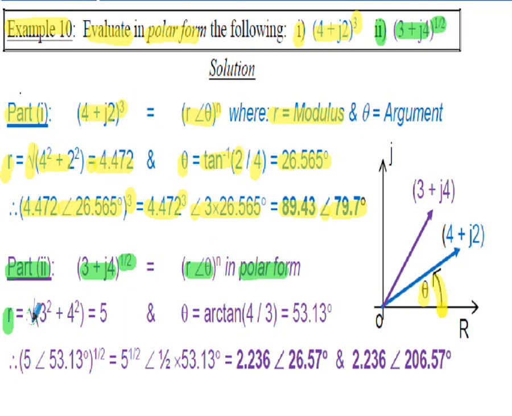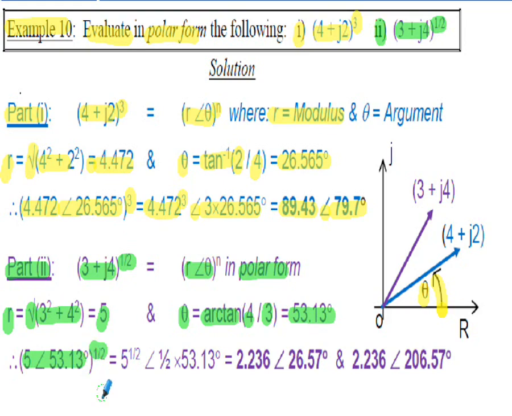The r in this case will be 3 squared plus 4 squared all square rooted. This gives us 5 from Pythagoras' theorem. And theta is equal to the arctan, or tan to the minus 1, of the opposite side 4 on the imaginary axis divided by the adjacent side 3 on the real axis. That gives us 53.13 degrees. So in polar form, 3 plus j4 can be written as 5 argument 53.13 degrees, and this is now raised to the power of a half.